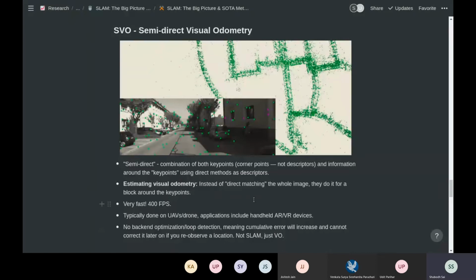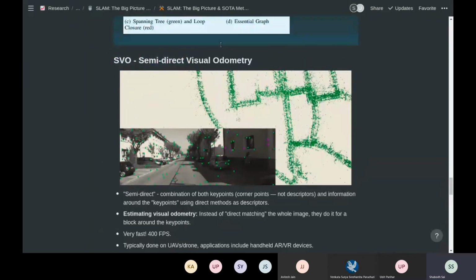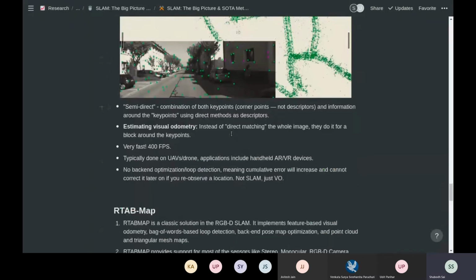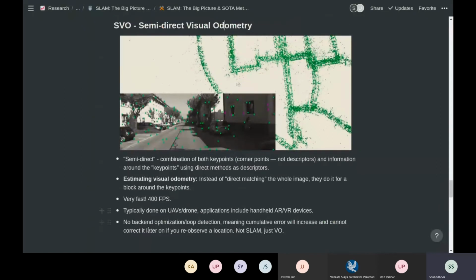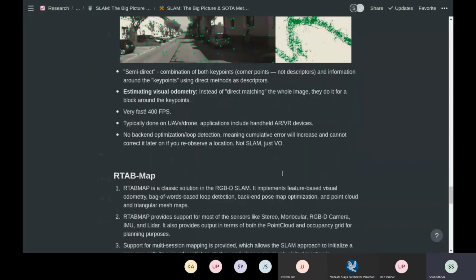One thing about semi-direct visual odometry: the name itself says it's visual odometry. It is not a complete SLAM pipeline because they're not doing backend optimization or loop detection. So as you move, even if it's decently accurate, over long periods of time the error is bound to accumulate and increase, and you cannot correct it if you re-observe some location. So it is just a visual odometry pipeline. You have to use it in conjunction with a backend optimization method like G2O or iSAM, as he was describing previously. Yeah, that is about SVO.